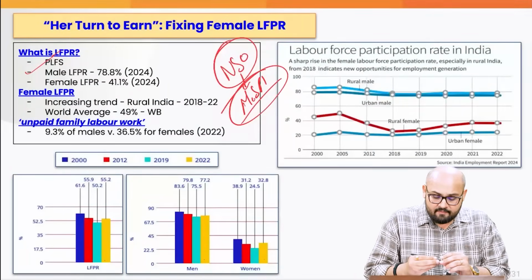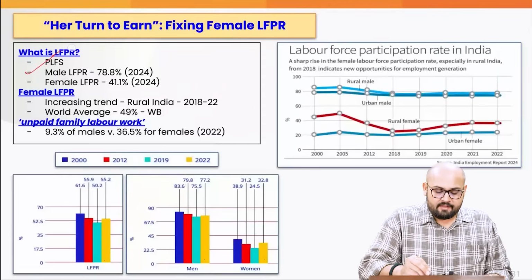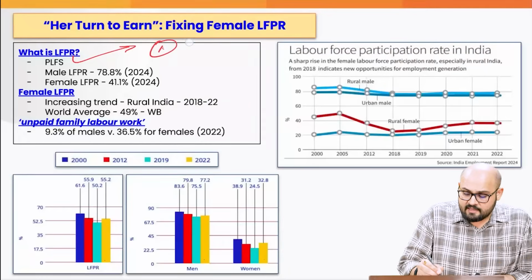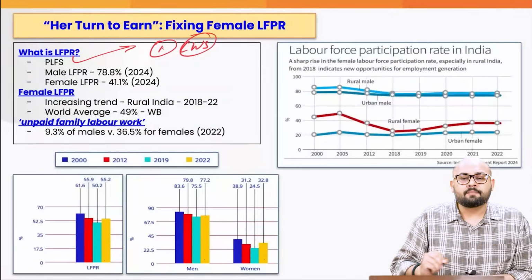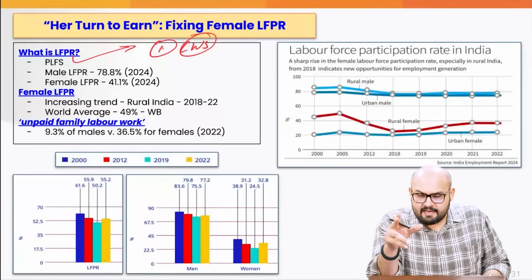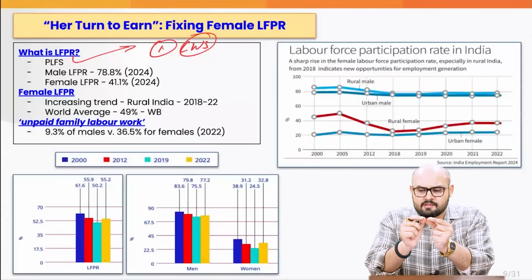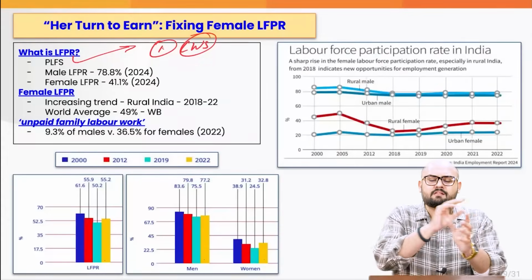The Periodic Labour Force Survey is carried out in two ways. Again, important. The very first is the current weekly status. What do we mean by current weekly status? That is, the reference period is just one week preceding the survey.